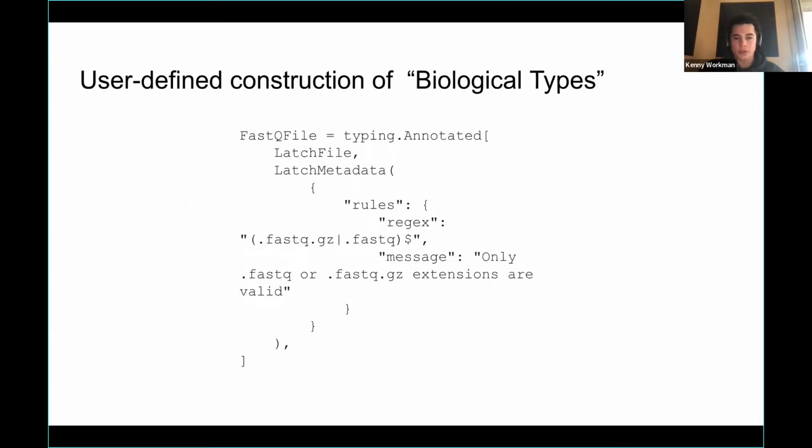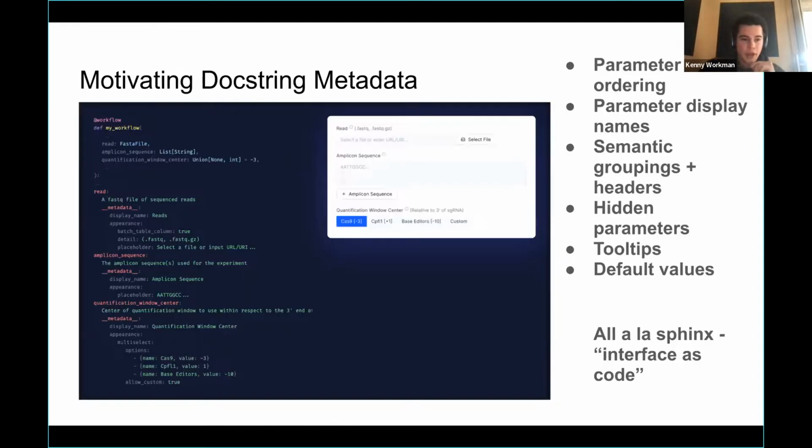So this also extends to biological types. If you want to annotate a file extension, to make sure that this workflow is only taking this type of file, we also do the exact same thing with the same sort of logic. And you can find this supports almost anything you want.